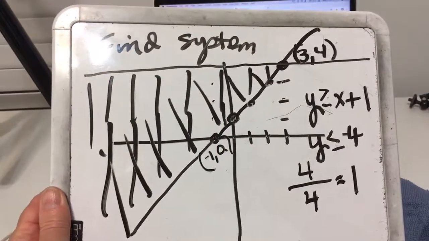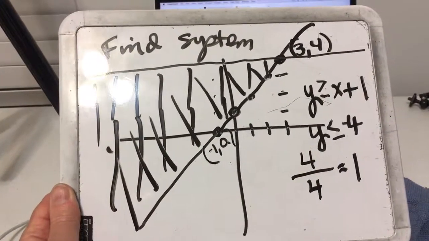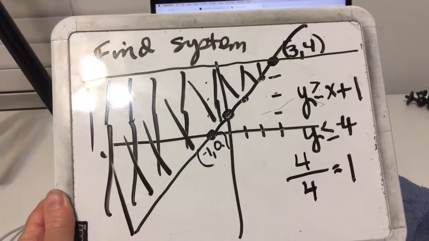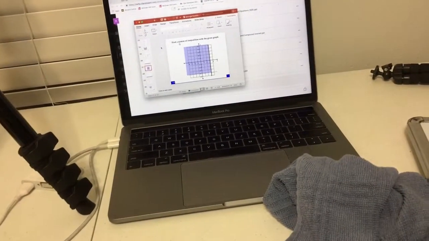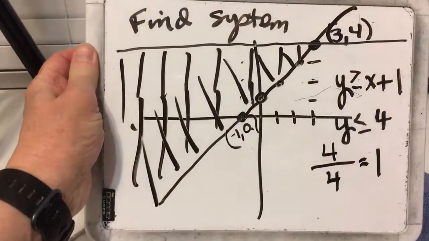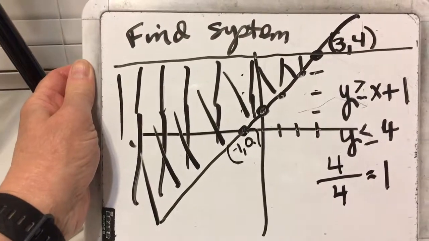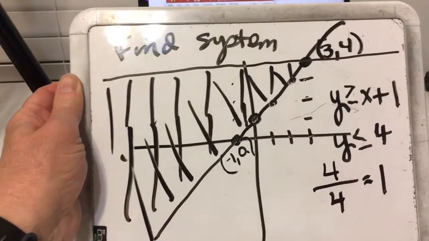And those are the equations for that system that I just made up. So y is greater than or equal to x plus 1, and y is less than or equal to 4. So that's not a -4, that's just a 4. It's just on the line. So that is one like problem number 5 in the back of your PowerPoint.